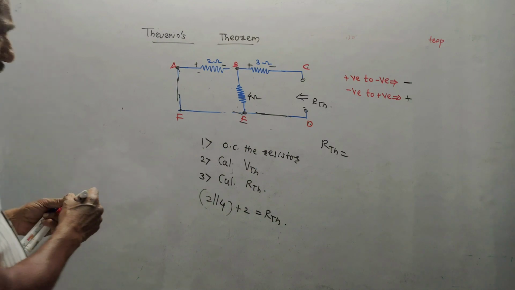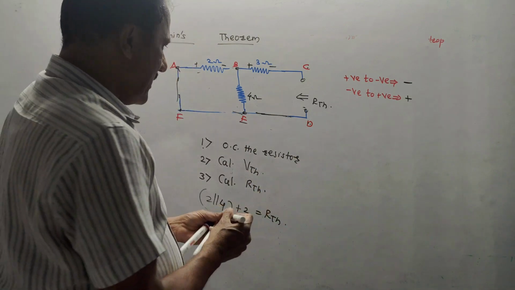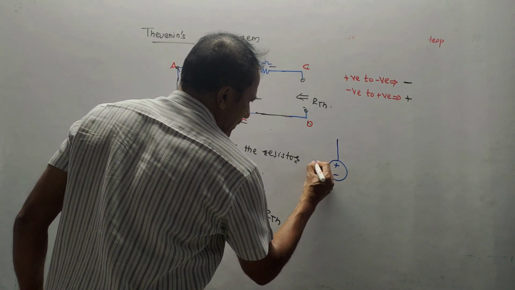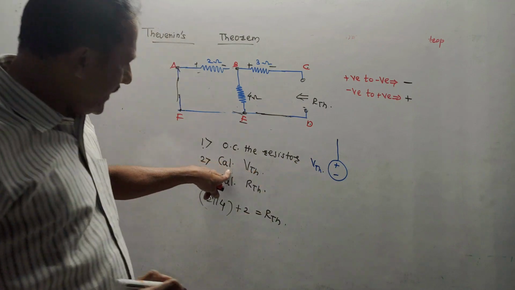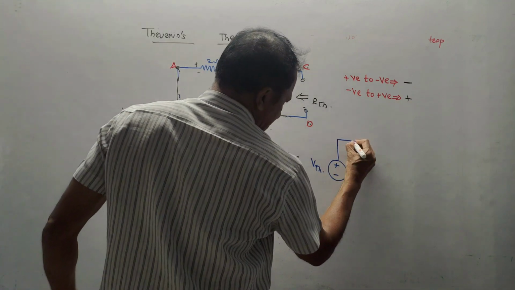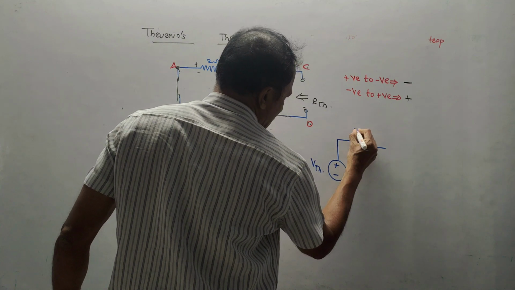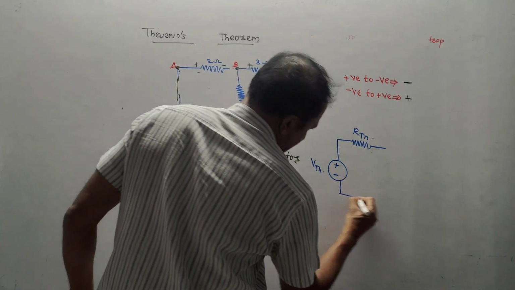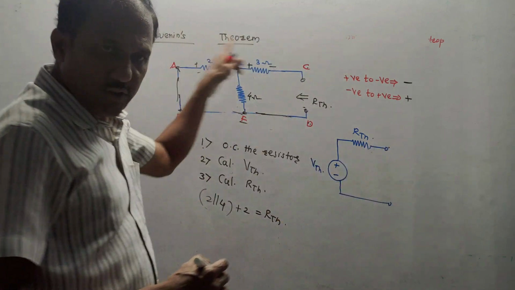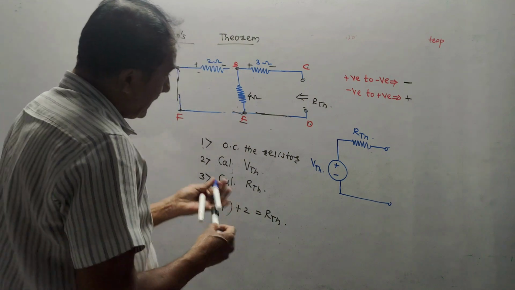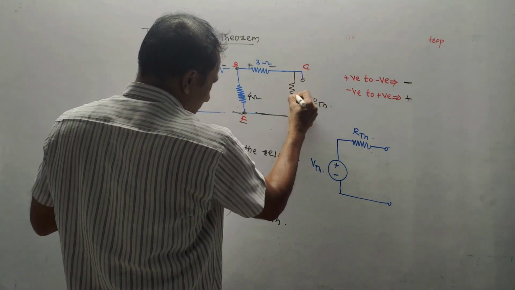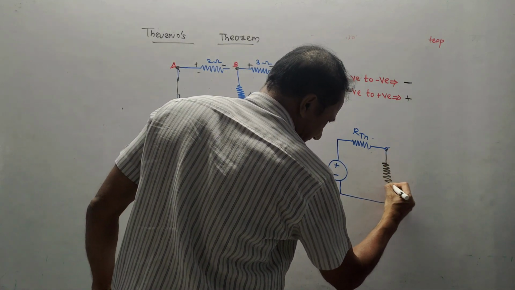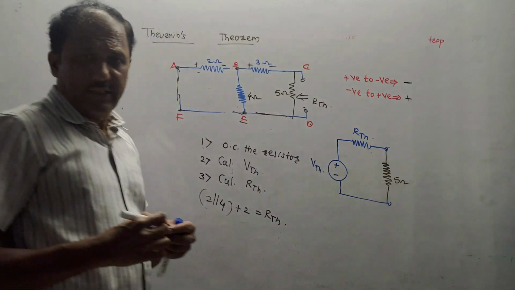Final step is, after calculating VTH and RTH, last step is draw the resultant diagram like this. Show one voltage source whose value is VTH, which you will be calculating in step 2. In series with this, show one resistance whose value is RTH. RTH, just now I have shown you how to calculate it. This is known as the Thevenin's equivalent diagram for the given network. Now, last step is, there was a 5 ohm resistance which I removed earlier. So, connect the resistance as it is. This is known as the Thevenin's equivalent diagram.